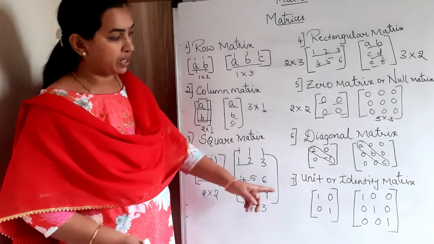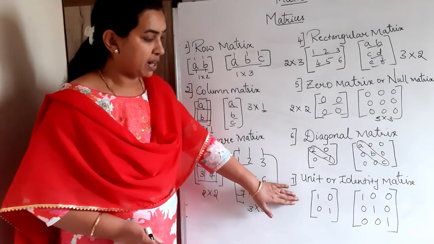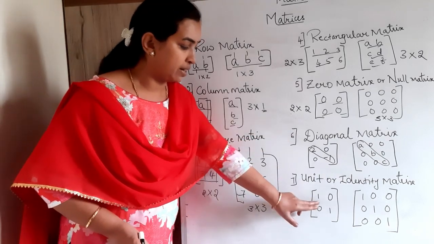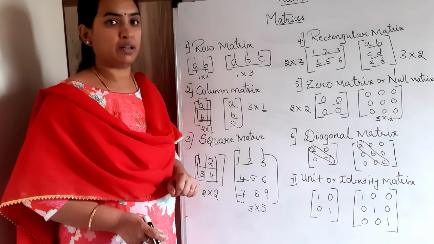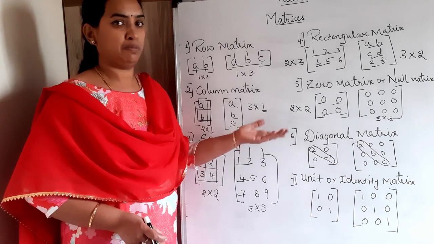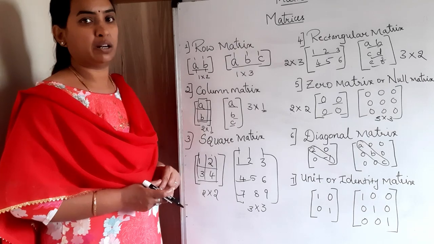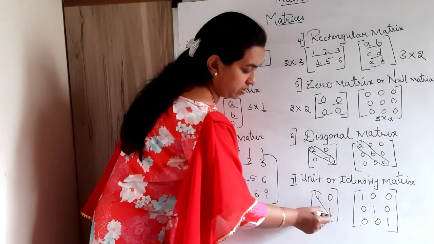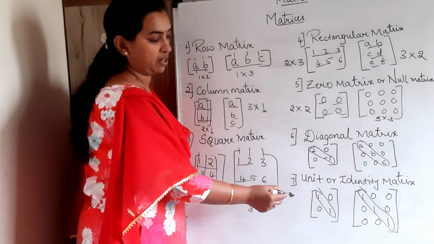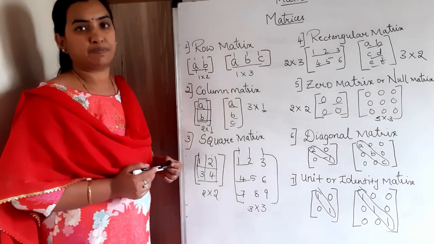Next, the unit or identity matrix. Here, the unit matrix is similar to the diagonal matrix except for one thing, that is the diagonal elements must be equal to 1. For a diagonal matrix, the diagonal elements may be 1 or may not be. Here the diagonal elements must be 1. Okay. So this is an example of a 2 cross 2 unit matrix. This is an example of a 3 cross 3 unit matrix.